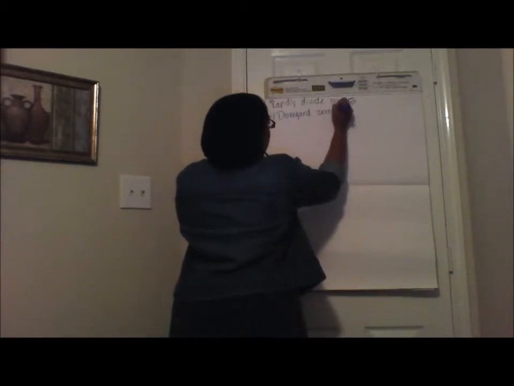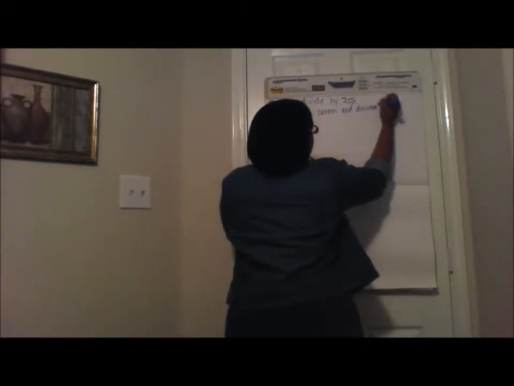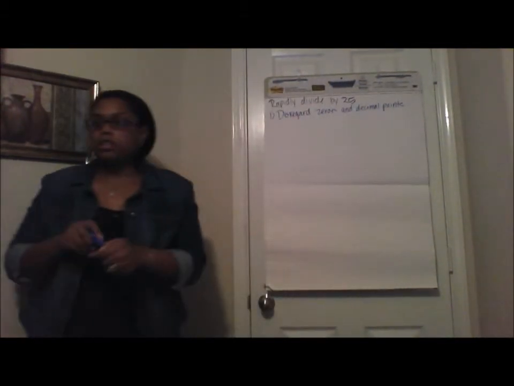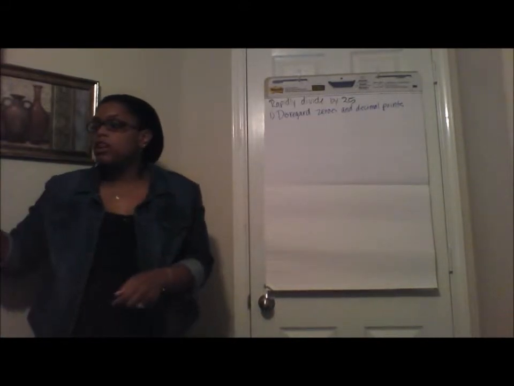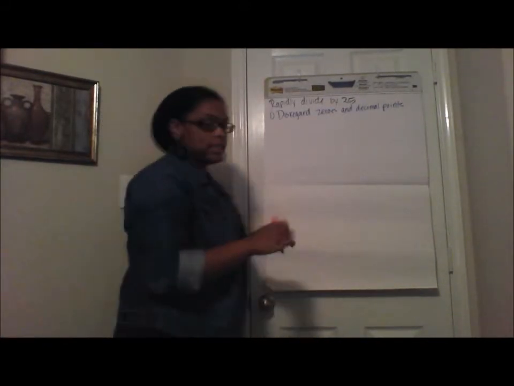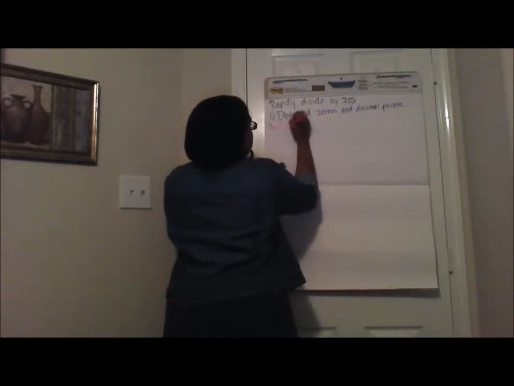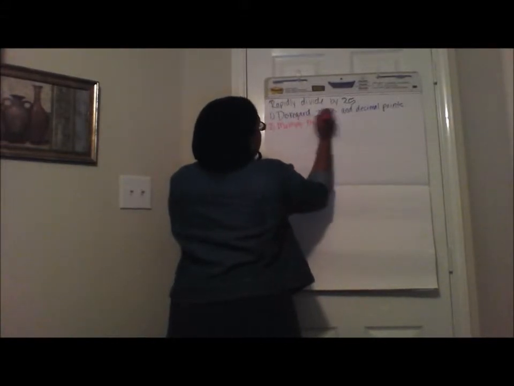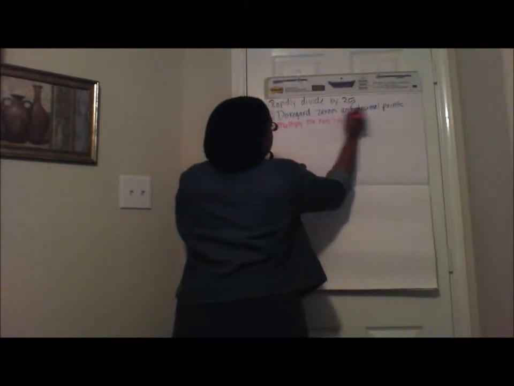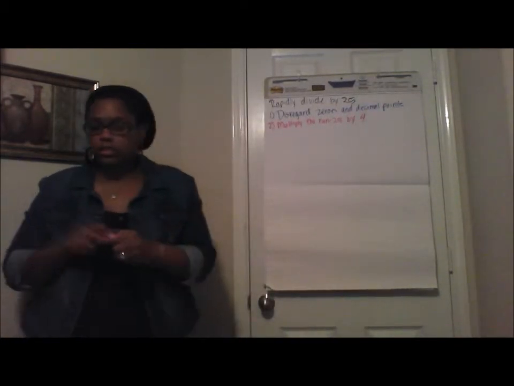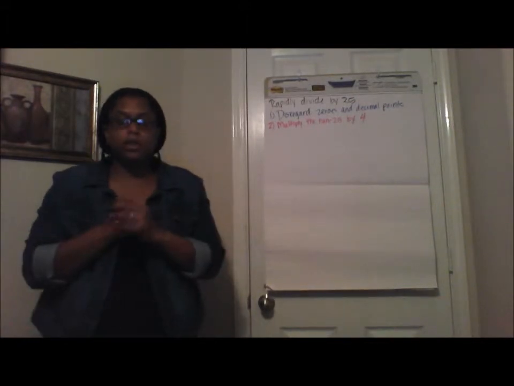Alright, so step 1 would be to disregard zeros and decimal points. So you're going to disregard zeros and/or decimal points for some numbers. Step 2 is going to be multiply the non-25 number by 4. Okay, and then we're going to go on to step 3.